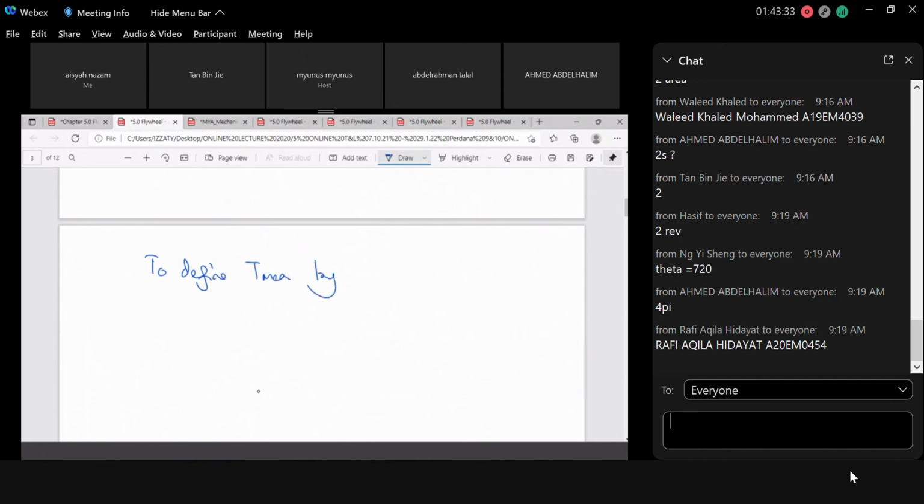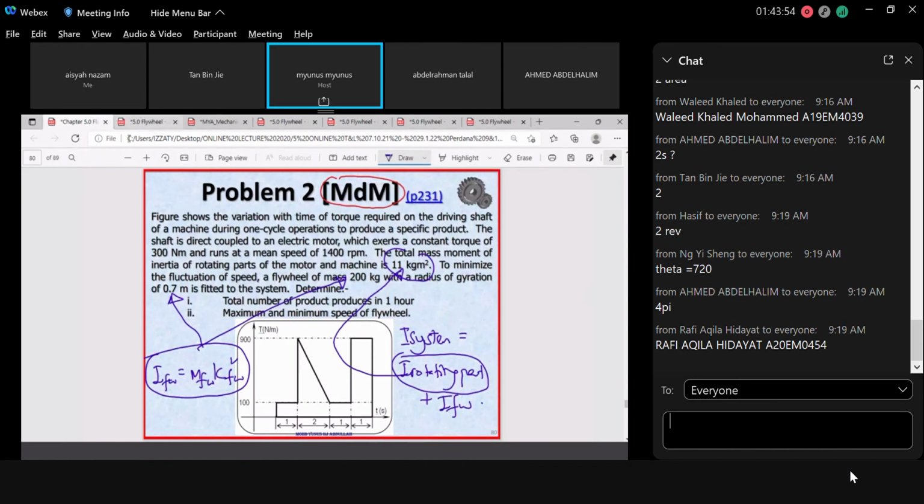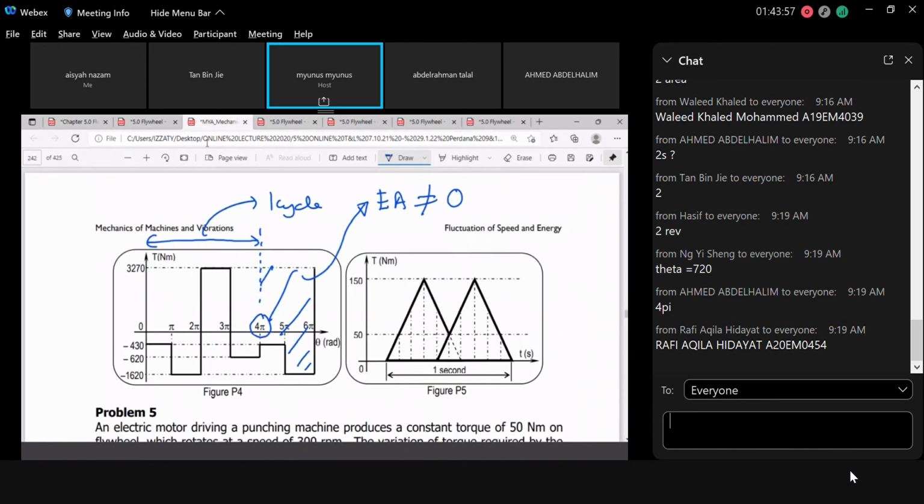T theta of the input. The input energy is equal to T theta of the output, or the resistance. So the input energy is basically from the graph. So you look at the graph here. You need to calculate the whole area from the engine. It's not very difficult, isn't it?